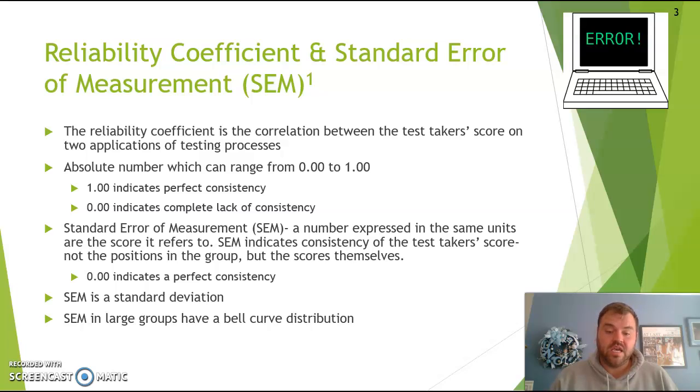And the standard error measurement indicates consistency of the test taker's score, not the positions in the group, but the scores themselves, whereas 0 indicates a perfect consistency. So for the standard error measurement, or SEM, it's a standard deviation. This is where you think of that bell curve that we use with a lot of grading. 0 indicates a perfect consistency, so that would be the goal there, whereas 1 for the reliability coefficient is what we're looking at and what we would like to get to.